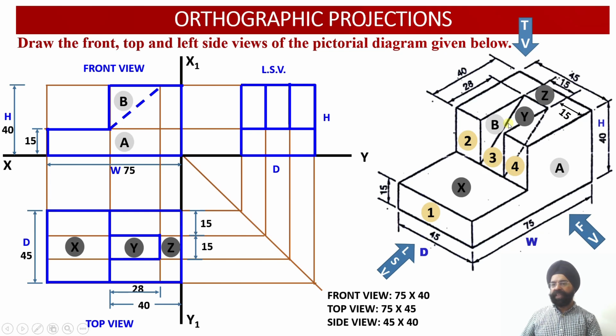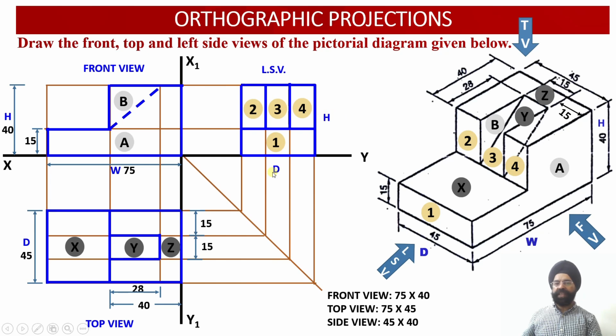So surface 3, you can see it is inclined to the profile plane. So we are going to get the apparent shape of the surface over here. So this surface is going to be surface 3, and this is the apparent shape of the surface 3. So this is surface 1, surface 2 and surface 4. They are the true shapes as they are appearing in the left side view, because these three surfaces happen to be parallel to the profile plane.